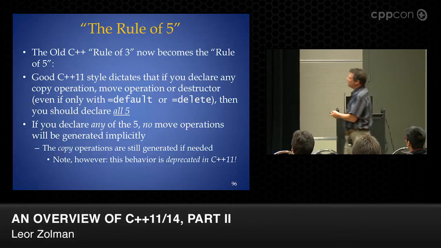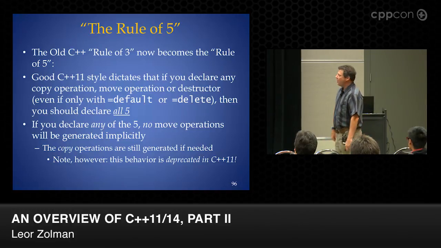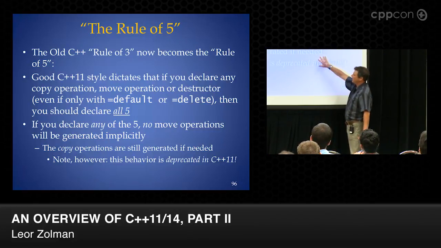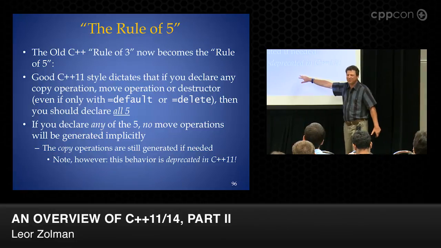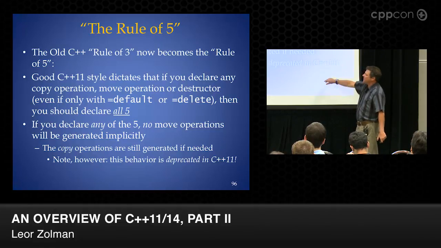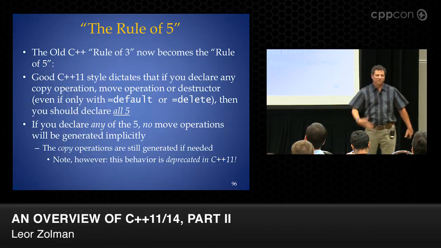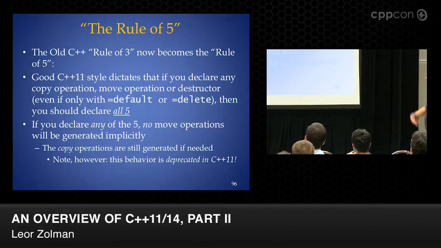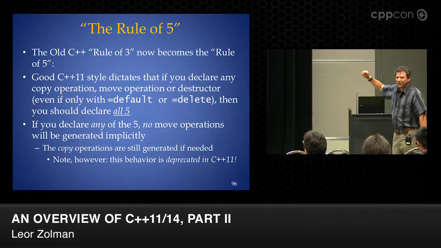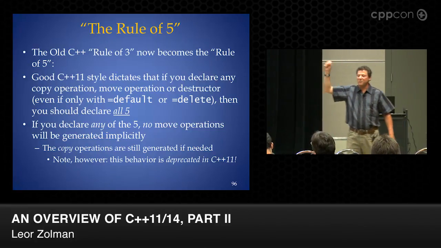And there's a special consideration. If you declare any of the 5, no move operations will be generated at all. No move operations will be generated. The copy operations are still generated for you in C++11, and I believe still in 14, or has that been deprecated? I don't know when the change takes place, but the standard committee made it really clear. They signaled that even though in 11 it'll still generate copy operations if you don't write them, in the future that's been deprecated. So if it's 14 or 17, I'm not sure, you have to observe this religiously. If you declare any of them, make sure to do the other 4. Even if it's just with equals delete or equals default. Still, be explicit. Let everybody know what you're thinking.